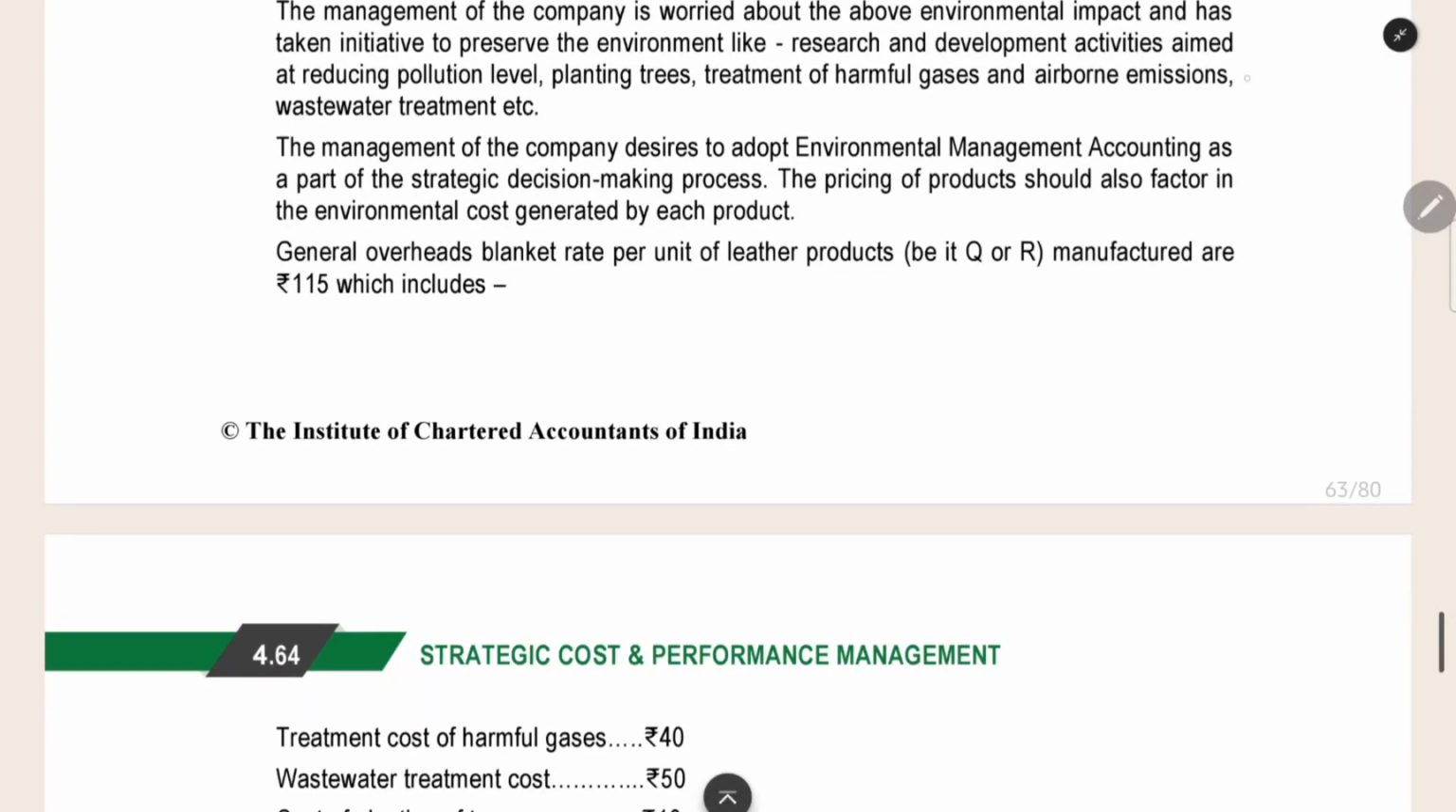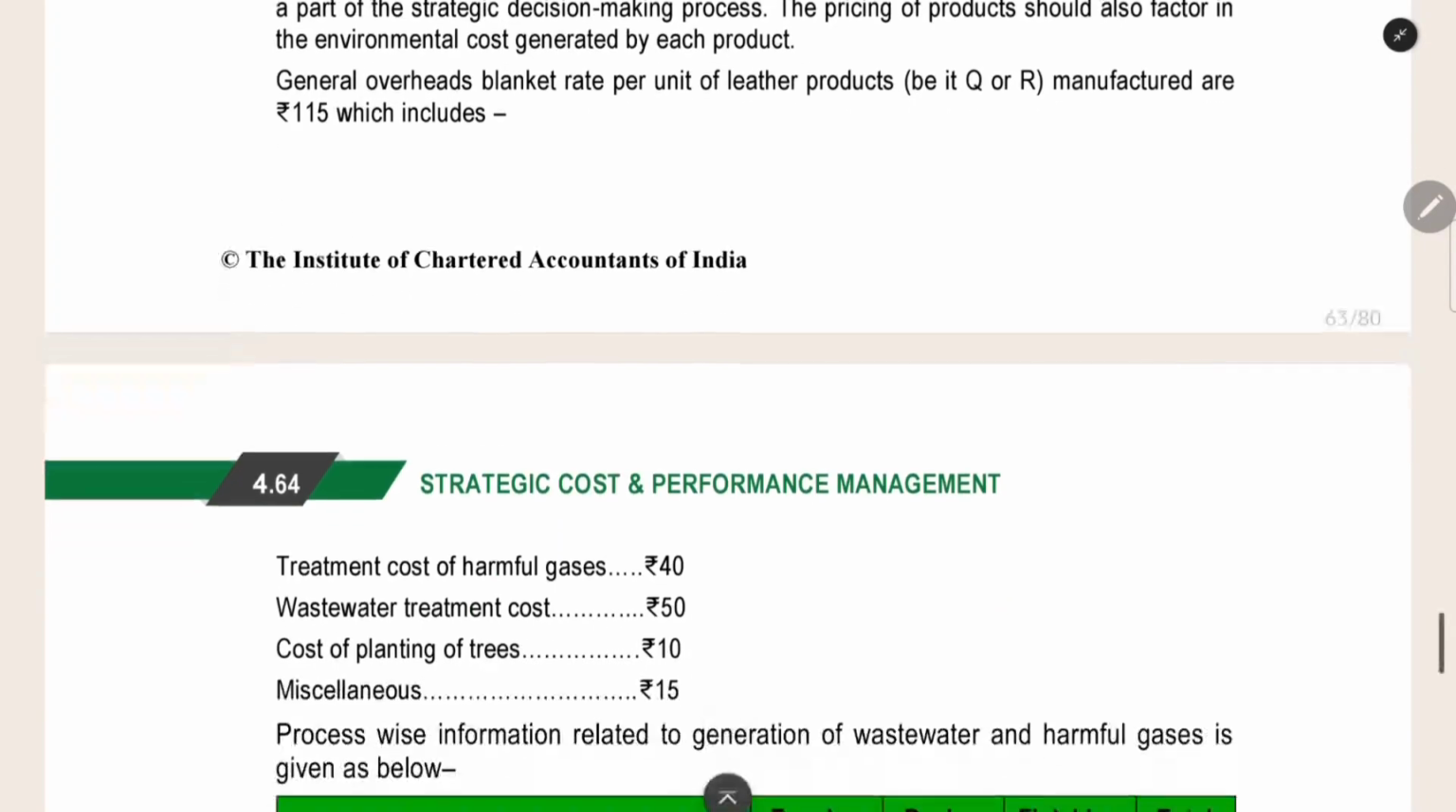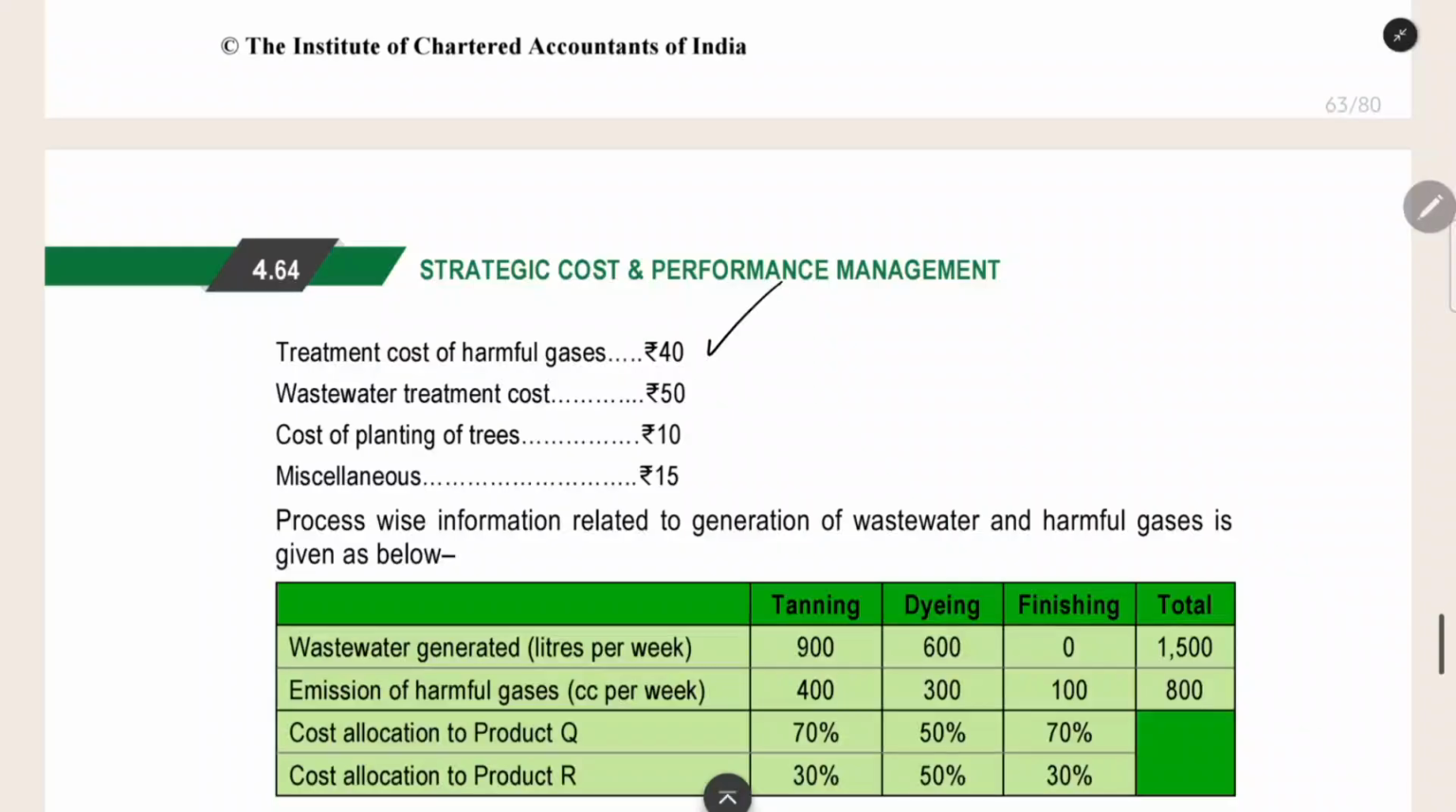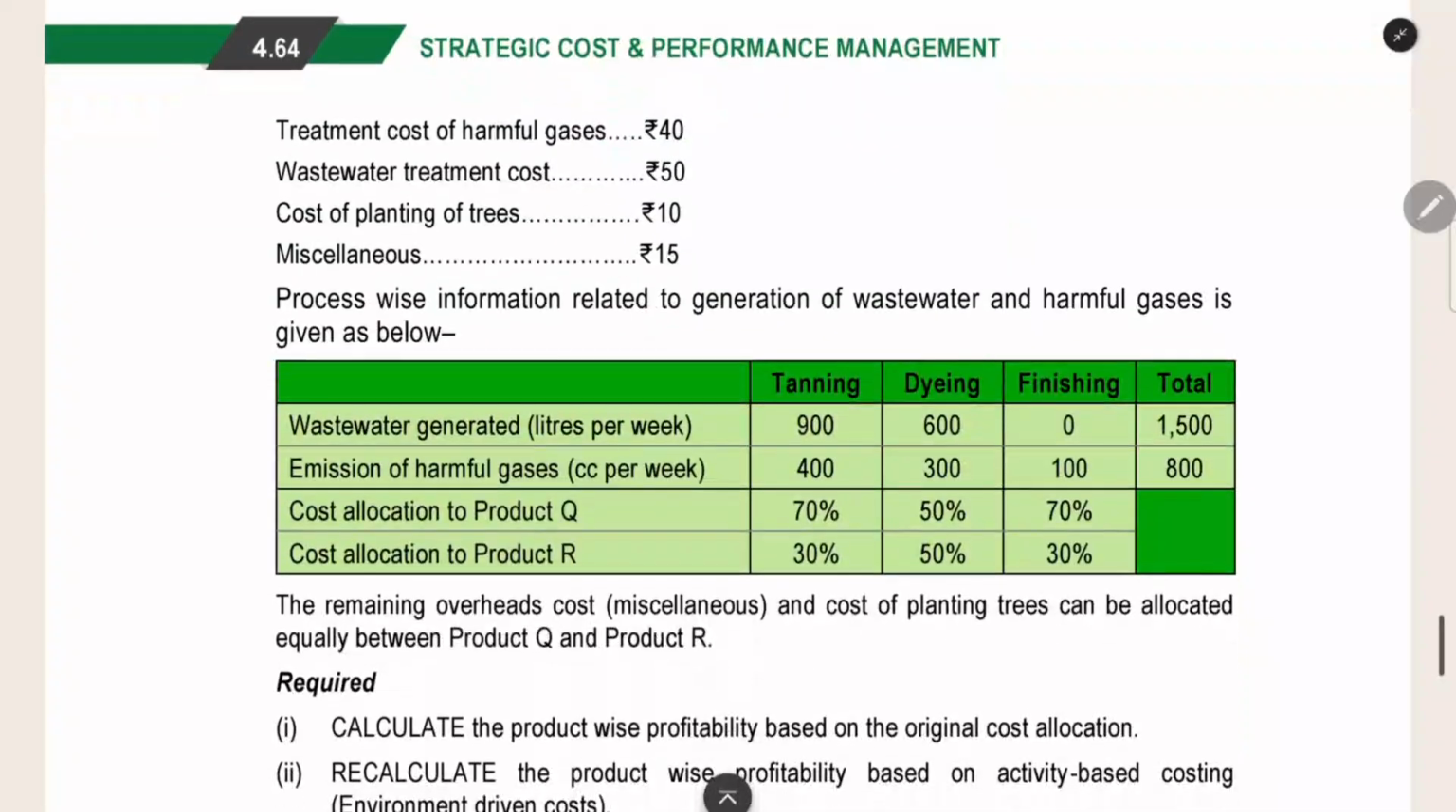General overheads blanket rate is 115 per unit. What all the cost is there in this 115? For harmful gas treatment, 40 rupees they are spending. Wastewater treatment, 50 rupees. Cost of planting trees, 10 rupees. Miscellaneous, 15 rupees. When you total this, you will get 115. This 115 is divided into 4 activities like this. These 4 treatments also, they are apportioning to different processes.